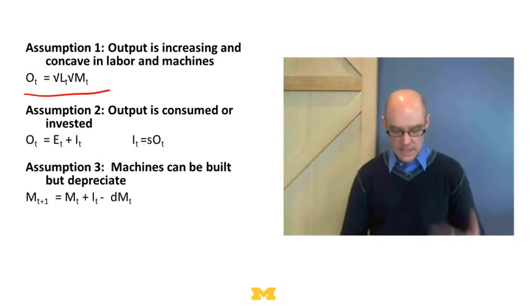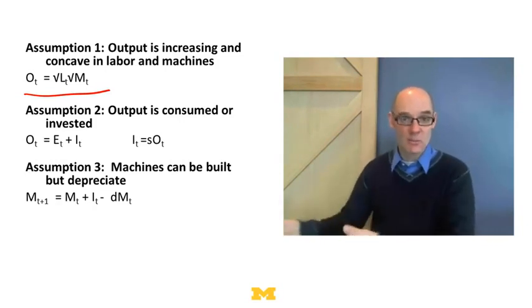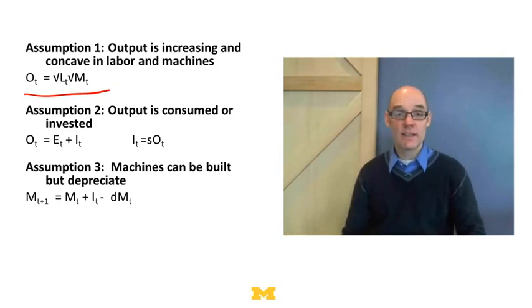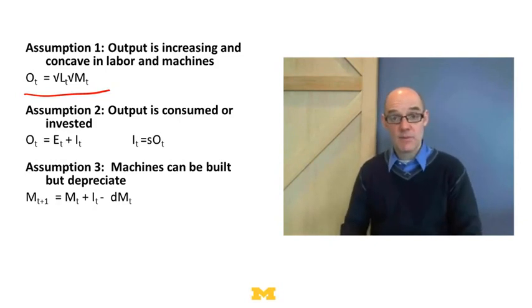Second assumption. Output is either consumed or turned into machines. So the coconuts are either eaten or turned into coconut-picking machines. There's no waste. So basically that means output O is just equal to E plus I, where E is the amount we eat, and I is the amount we invest in more machines.